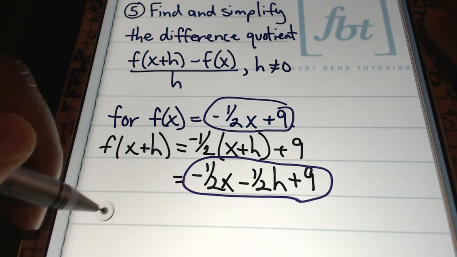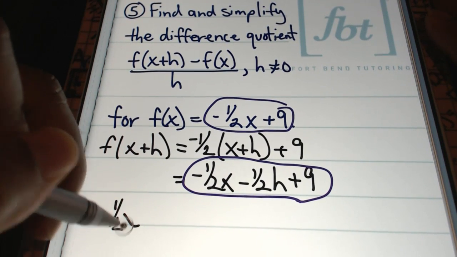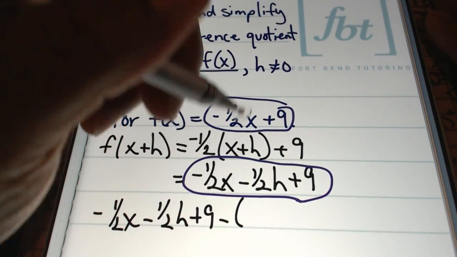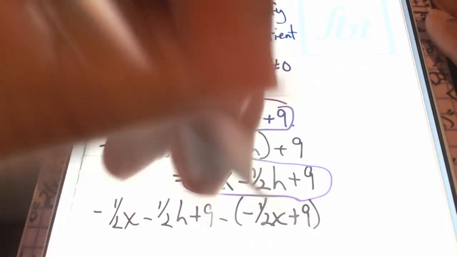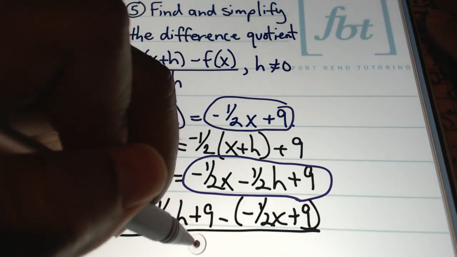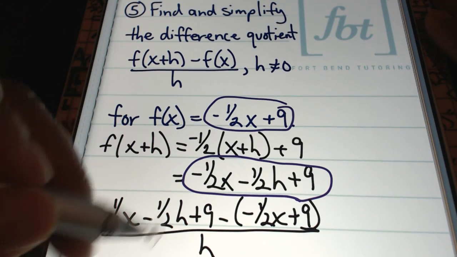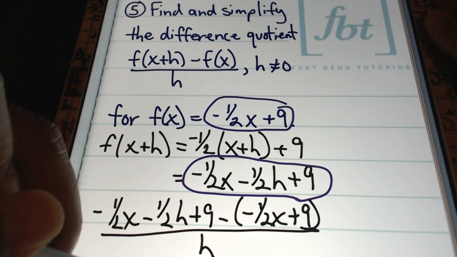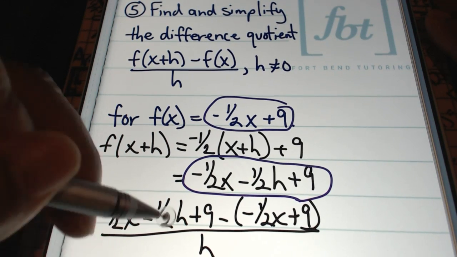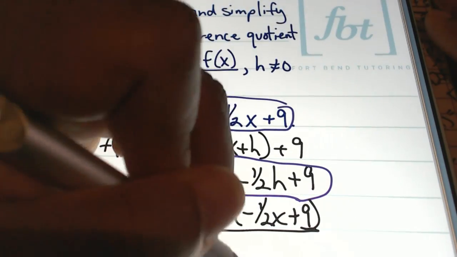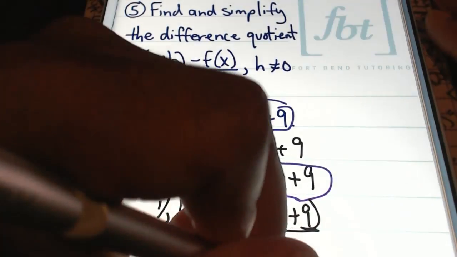Let's go ahead and plug in these values here. We'll have the negative 1/2 x minus 1/2 h plus 9 minus our original quantity of negative 1/2 x plus 9. That's that original f of x, all divided by h here. Here we go. And then simplifying this after distributing that negative here in the numerator, we'll have the negative 1/2 x minus 1/2 h plus 9 plus 1/2 x minus 9, all divided by h here. Okay, that's what we have thus far.